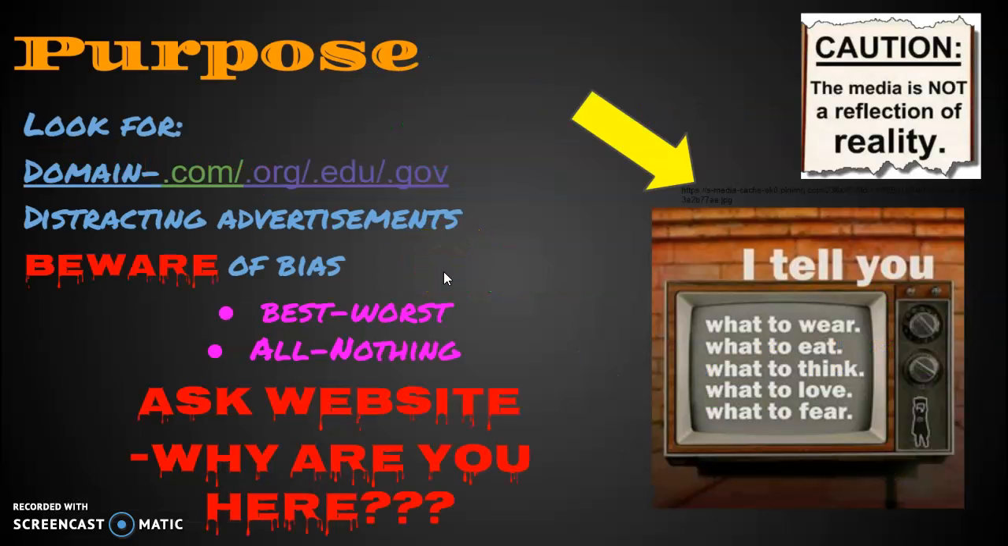Purpose. So I have to say this is the trickiest because a lot of websites are out there for a lot of different reasons. You want to look for the domains. You have .coms, .orgs, .edus, and .govs. You want to get information from .orgs and .edus. .govs are excellent as well. .coms can be a little bit sketchy because a lot of the time they're looking for money. .orgs are coming from nonprofit organizations. .edus are coming from institutions that are educational. And .gov is coming from the government, whether it be the United States or another country.